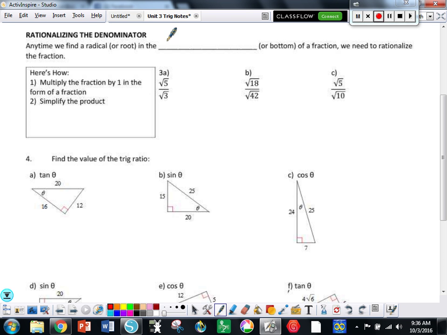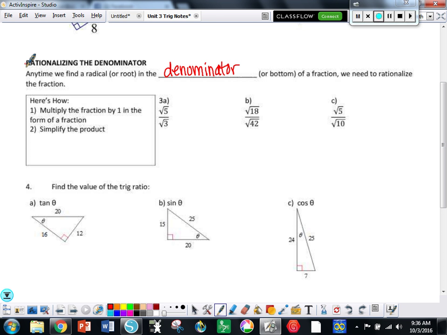So anytime we find a radical, every time we find a radical or a root in the denominator, we need to rationalize the fraction. Rationalizing the denominator just means I need to get the square root out of the denominator. That's all it means. Now, I can multiply any number by 1, it stays the same, right?